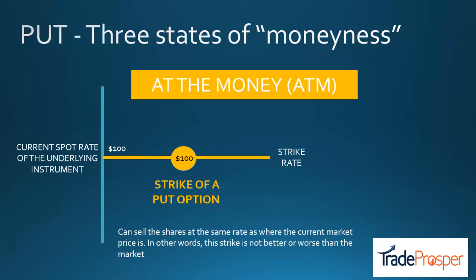Again here, if I have a put option at $100 when the market is trading at $100, the strike rate is no better or worse than where the market is. And once again, we will reference this strike as being an at the money put option.